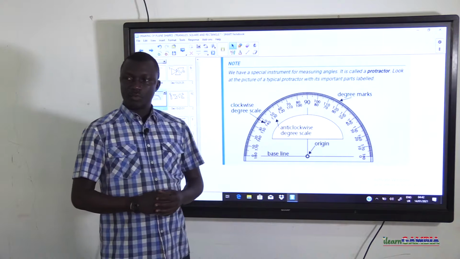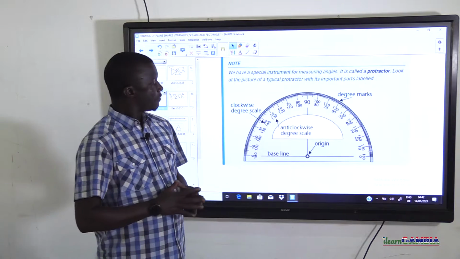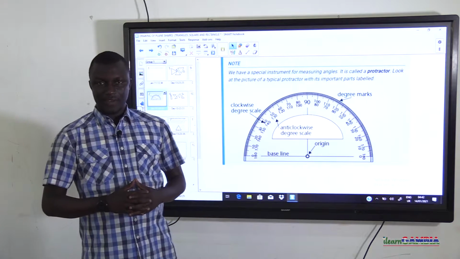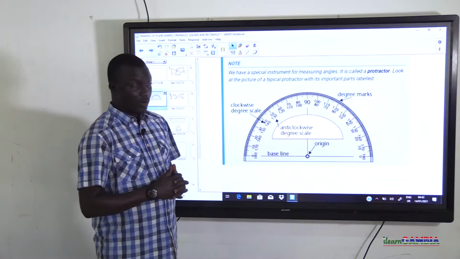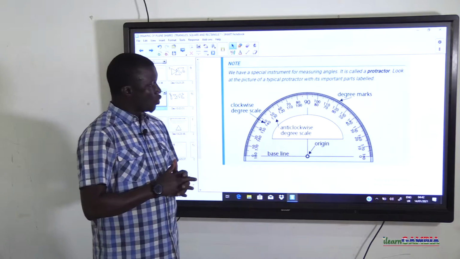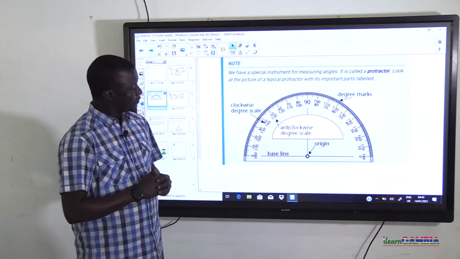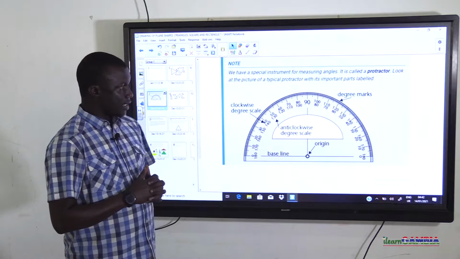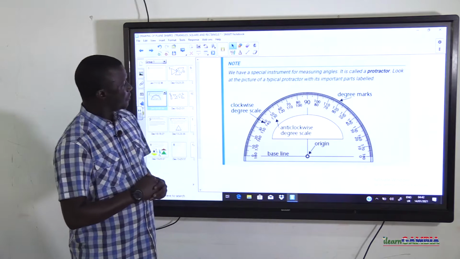Now the materials that we'll be using to draw these shapes, particularly triangles, one of them is a protractor. This is a very useful instrument in measuring angles, knowing exactly the amount of degrees in a particular angle. We can also use it to draw any angle that we want. A protractor is a special instrument for measuring angles. It is called a protractor, as I said before.